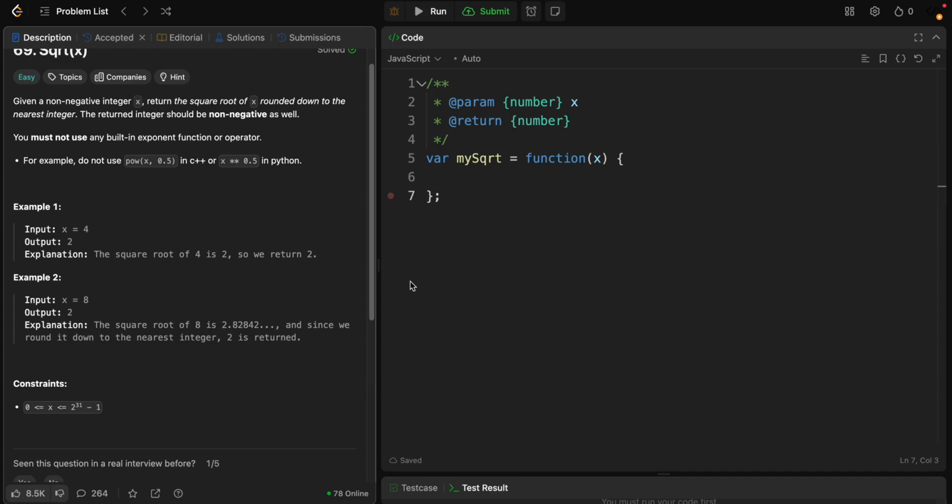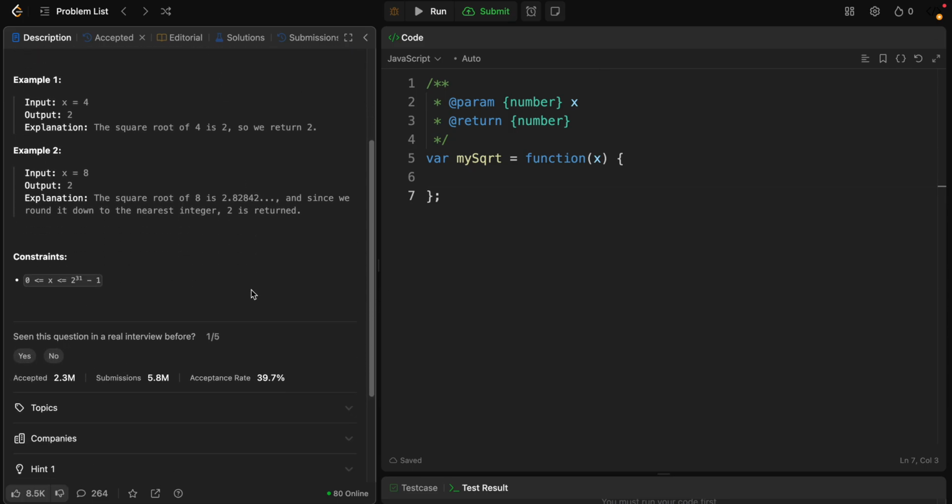Given a non-negative integer called x, find its square root rounded down to the nearest integer. You are not allowed to use built-in functions like Math.sqrt or any other operation.